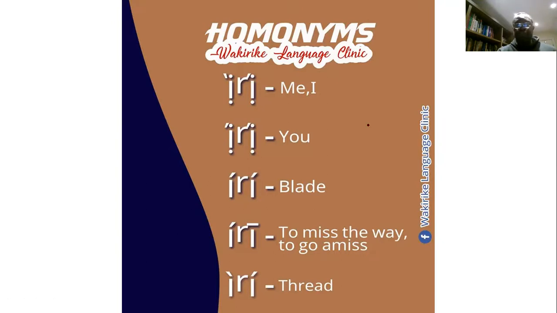So this first one, IRI, the A sound is actually a falling sound. This sign is wrong. This is also a falling sign. So this is Ere, I or me. Can we all say Ere? Ere. Again. Ere. One more time, Ere. Okay. Then the next one is the same IRI, but in this case, the stress marks are both rising.